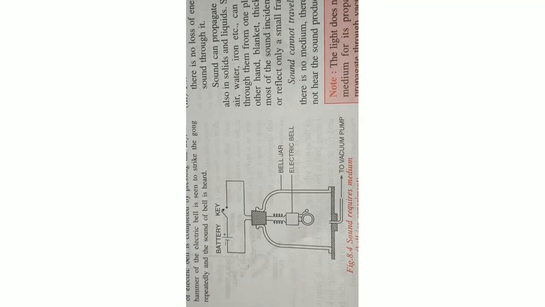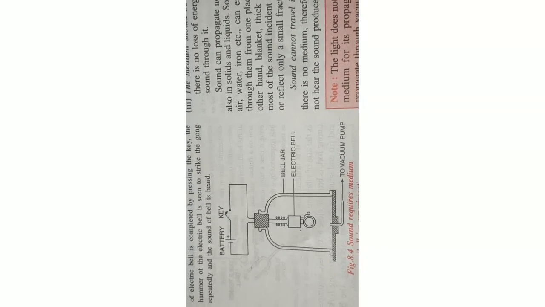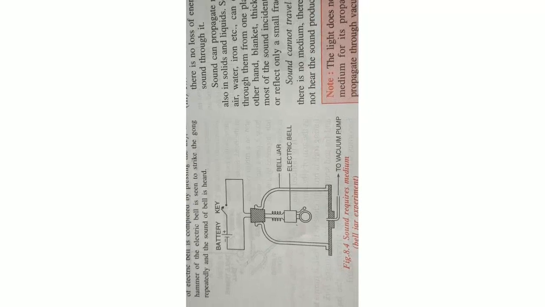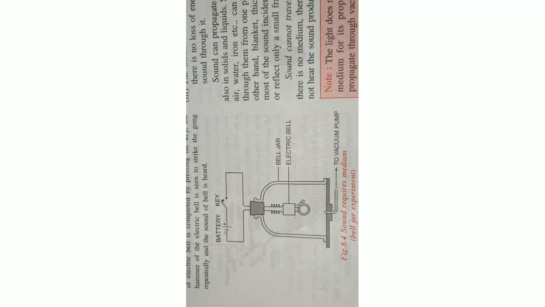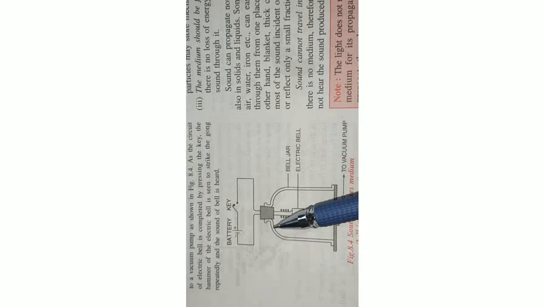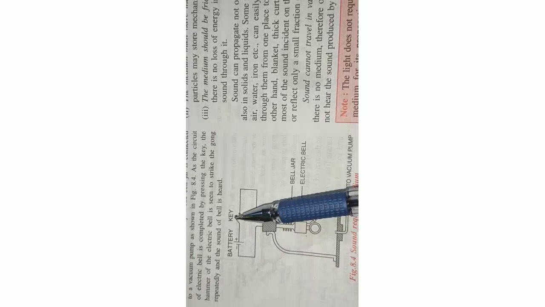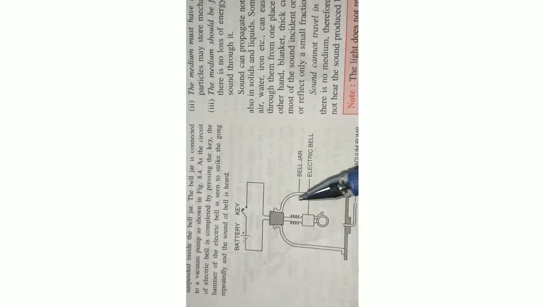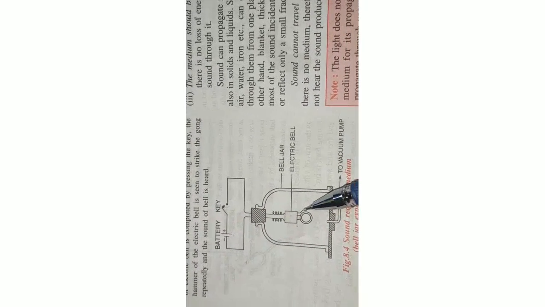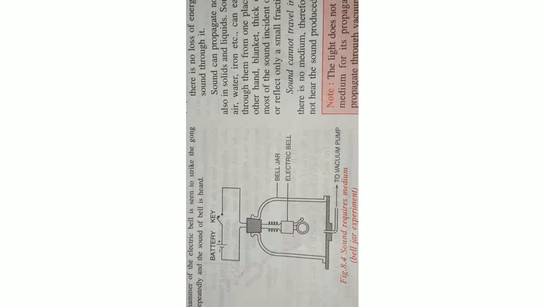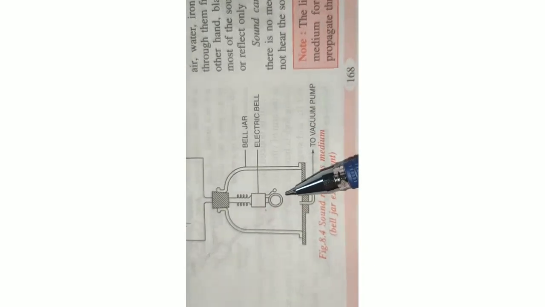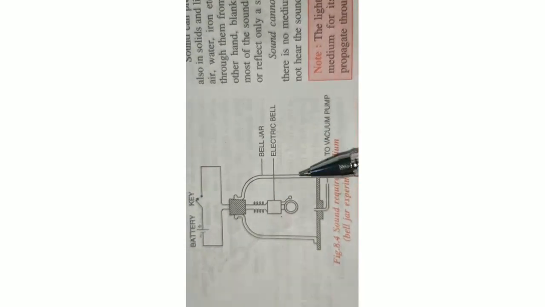Now sound requires a material medium to be transferred from one point to another. This we will understand with this bell jar experiment. We have a bell jar where inside the bell jar we have the electric bell, which is connected to a battery and a key. Once we press the key, then we see that the hammer of the bell starts and goes and gongs the bell.